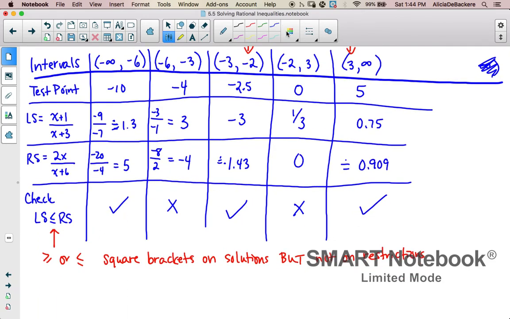So I'll come out with my answer then. Therefore, x belongs to the intervals -6. And I'm going in order from smallest to biggest. And of course, I'm leaving the round bracket on the infinities as well. And I'm all done that question.